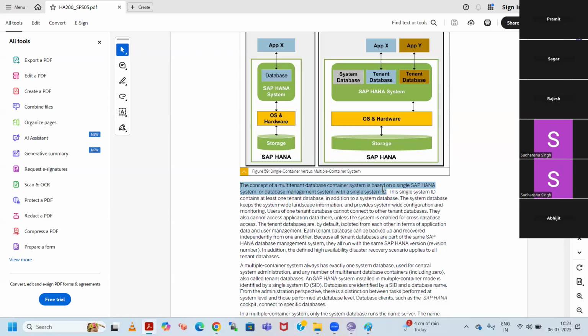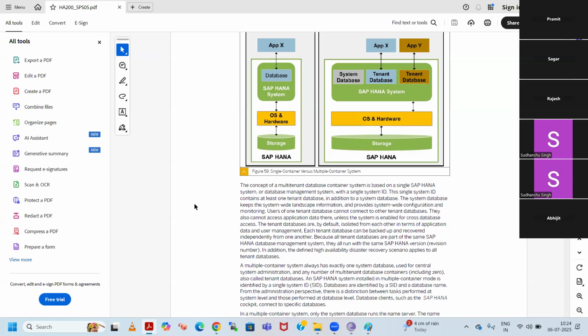The concept of a multi-tenant database container system is based on a single SAP HANA system or database management system with a single system ID. Yes, very important line. What did you understand by this line, Pramit?